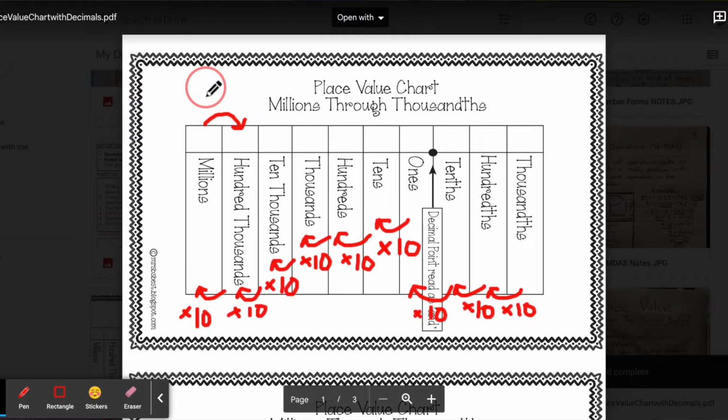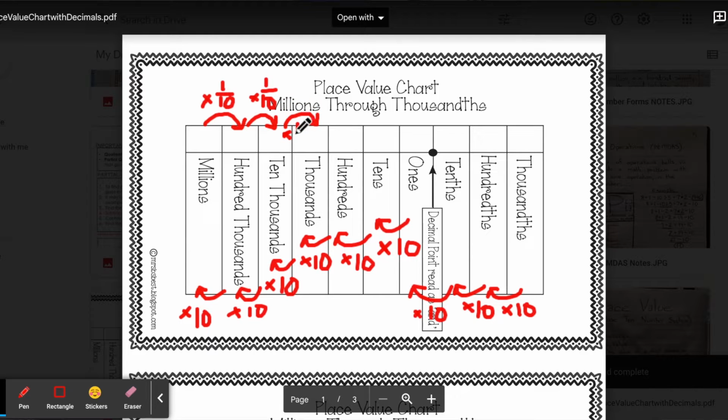So you're going to say, okay, well, that means that the tenths place is 1/10 of the ones place. And that means the hundredths place is 1/10 of the tenths place. And the thousandths place is 1/10 of the hundredths place. And you're going to have them make that connection that whatever is to the right is 1/10 times what is to the left.